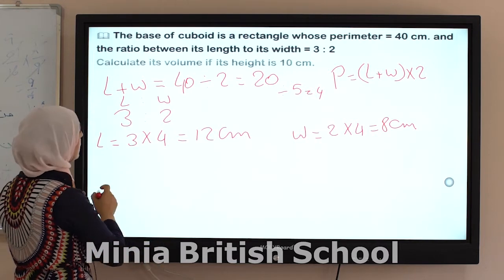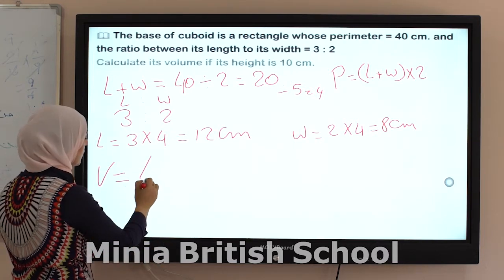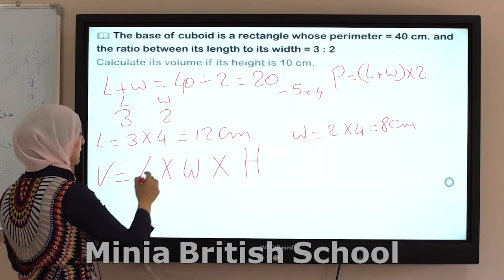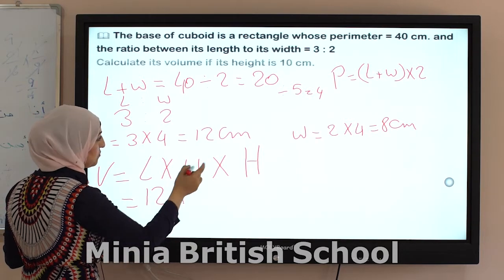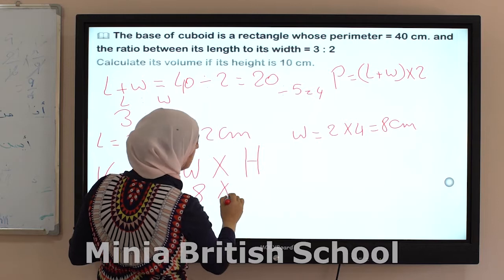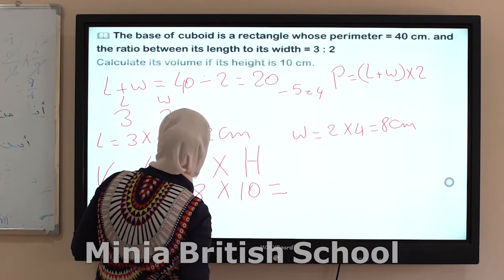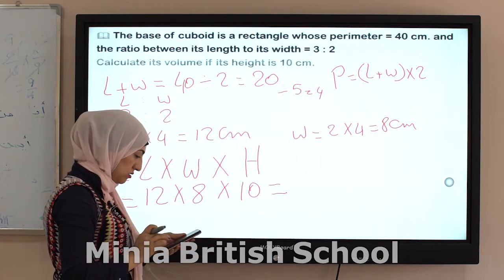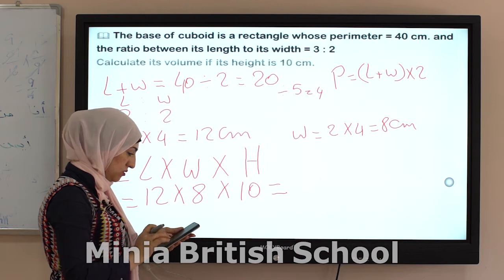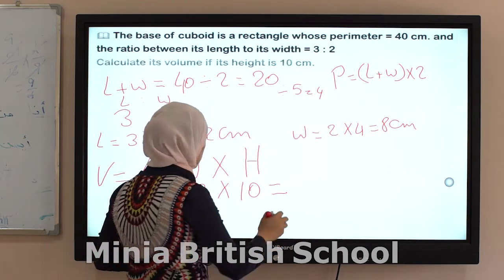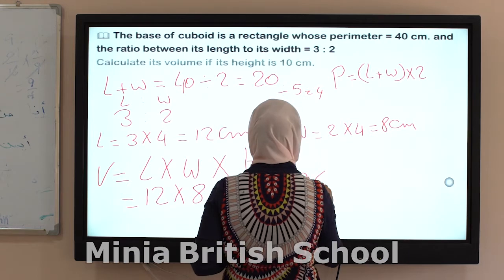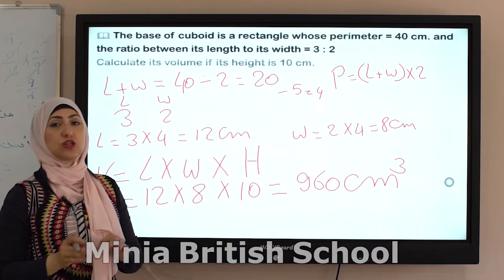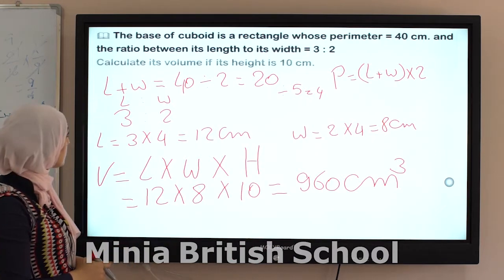So to calculate the volume now, volume equals length times width times height. Length 12 centimeter, 8 and 10 equals 960 cubic centimeter. 960 cubic centimeter. Okay?